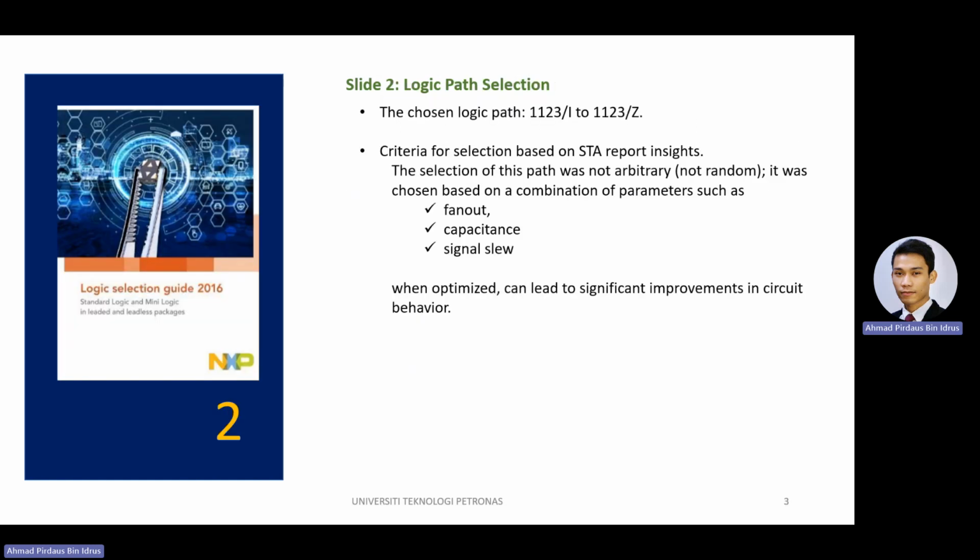Now, going to the next slide, the logic path selection. The chosen logic path in this case is 1123/I to 1123/Z. The criteria for the selection is based on the STA report. The selection of this path was not arbitrary, meaning not random. It was chosen based on a combination of parameters such as the fan out, the capacitance, and the signal slew. All of these, when optimized, can lead to significant improvements in the circuit behavior.